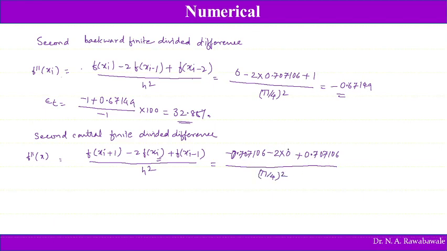So here this and this get cancelled, it becomes 0, so the answer is going to be 0. So here the error is 100%. True error is equal to minus 1 minus 0 divided by minus 1 into 100. So this is going to be 1, which means 100% error.